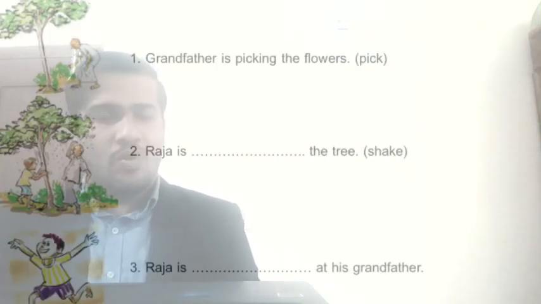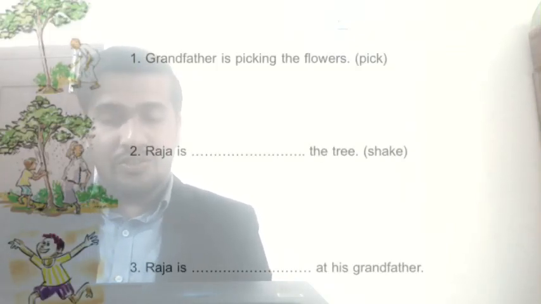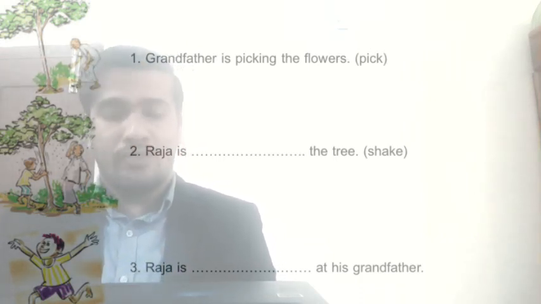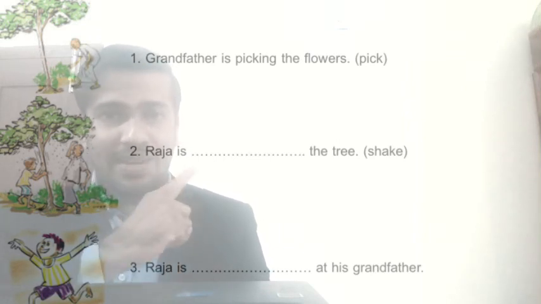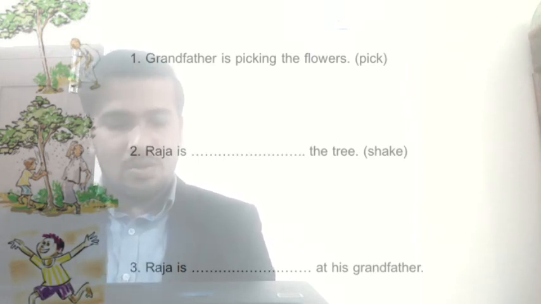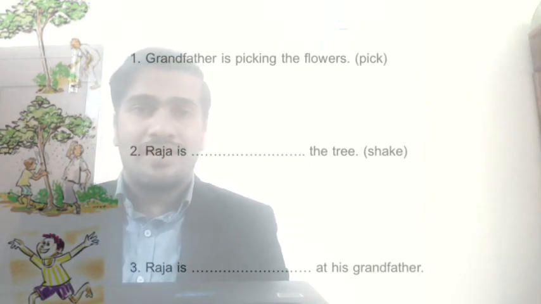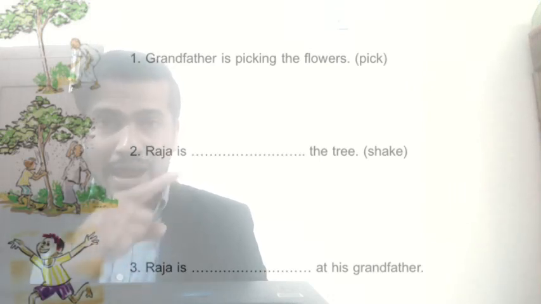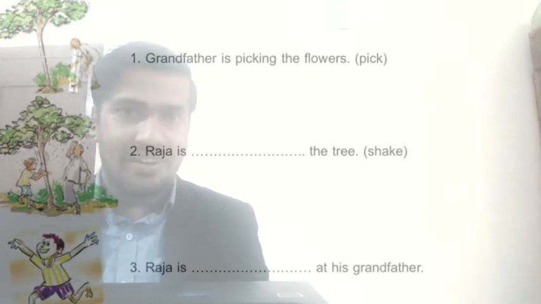Now let's have more sentences about present continuous. So page number 22, activity 3. Look at the first picture. What do you see there? What is the grandfather doing? Grandfather is picking up the flowers, right? So look at the second picture. What is Raja doing? Raja is dash the tree. In the bracket what's written? Shake, right?